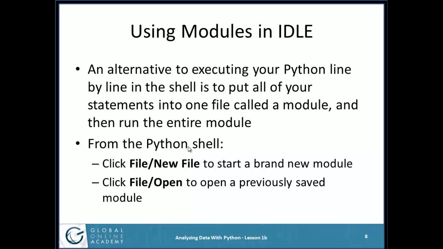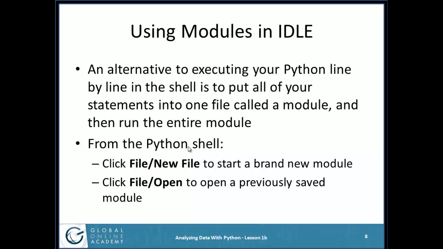Now, sometimes we don't want to do our Python line by line. We want to write an entire program and run an entire program and submit an entire program to this course so you can get credit for it. An alternative to executing line by line in the shell is to put all of your statements into one file. Python calls this a module, and then write the entire module. To do this from IDLE, in the Python shell, click File, New File to start a brand new module.